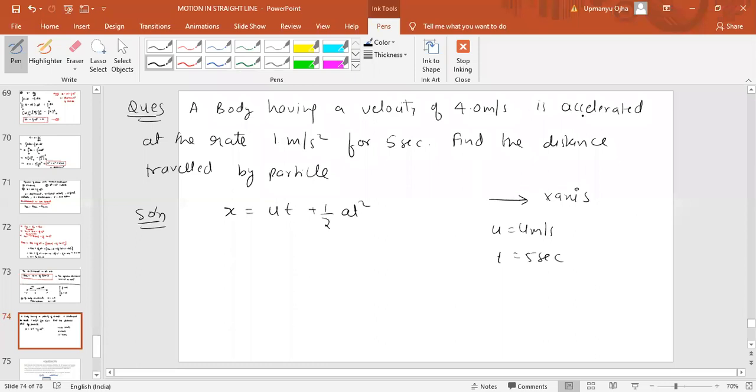Acceleration, the body is accelerated, means a should be positive, which means 1 meter per second square. So we just need to put the values here. s equal to 4 into 5 plus half into 1 into 5 square. This would be 20 plus 25 by 2 is 12.5, which means 32.5 meter is the distance traveled by the particle. 32.5 meter is the answer.